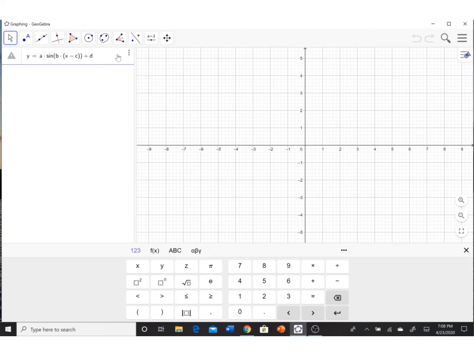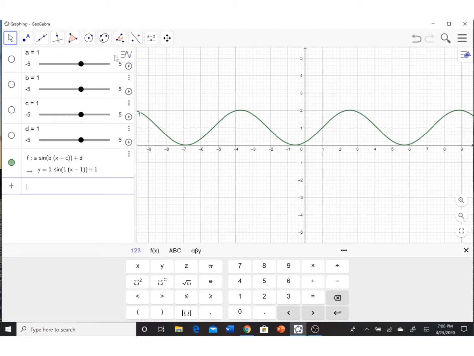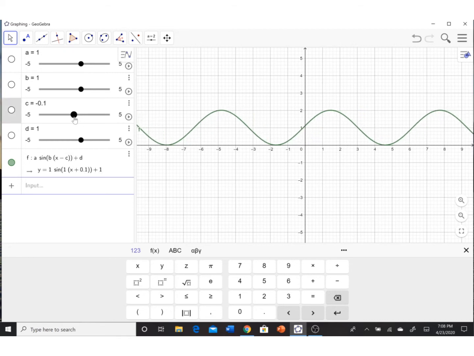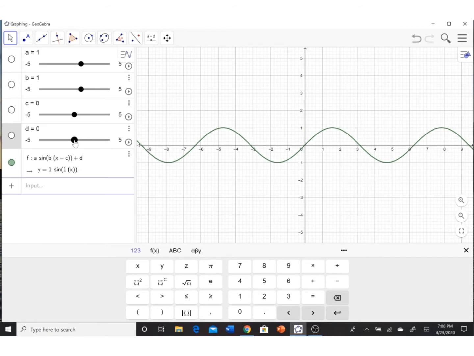If you push Enter, you get something that looks like this. Best thing to do, I think, at this point is to move c back to 0 and d back to 0. And now you can play around with the amplitude and the period. But we're after bigger game.